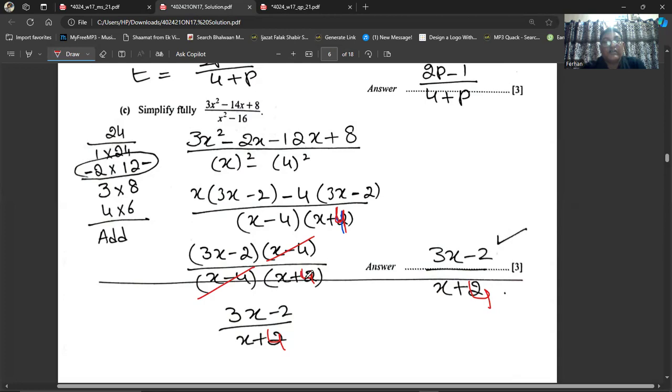Okay, so hopefully you understand. In my solution I by mistake wrote x plus 2. This is x plus 4. Okay, so I hope you understand.